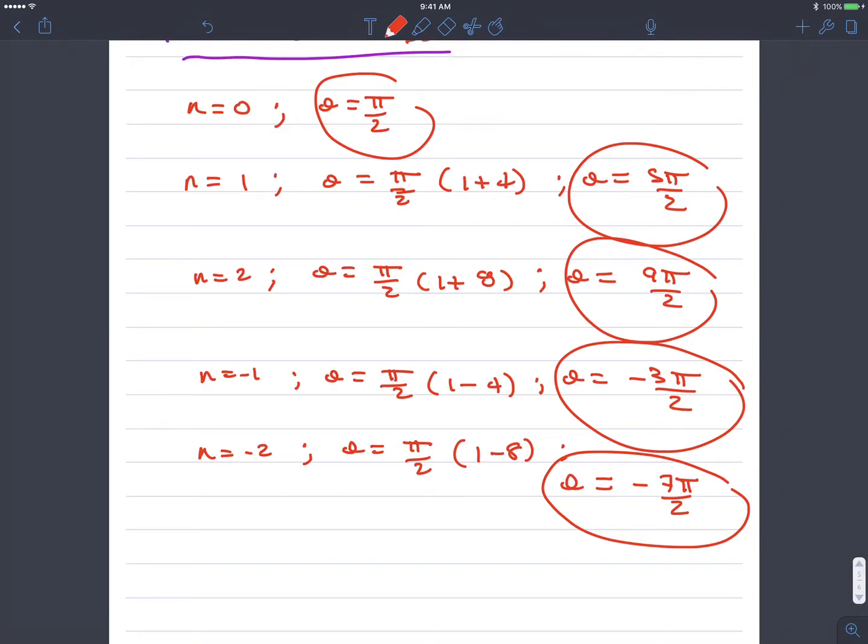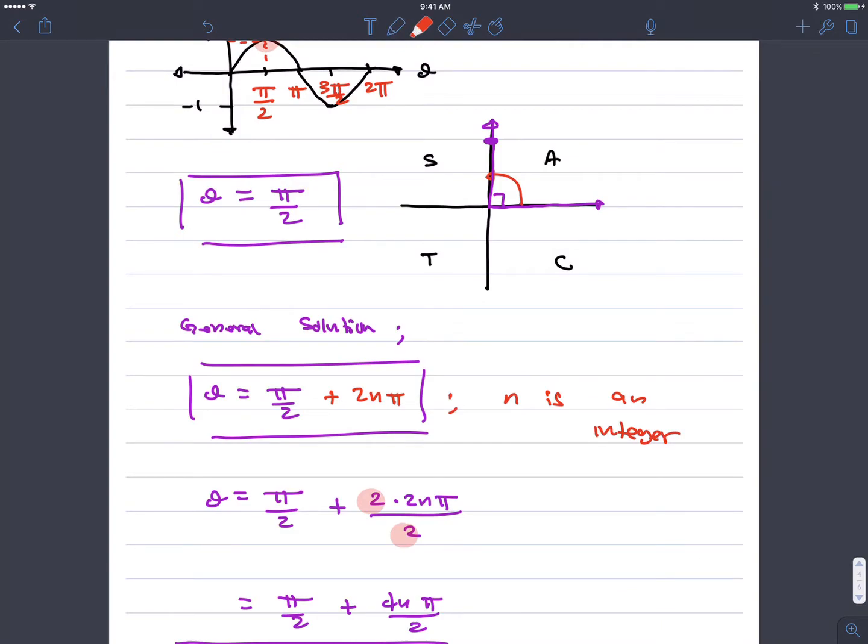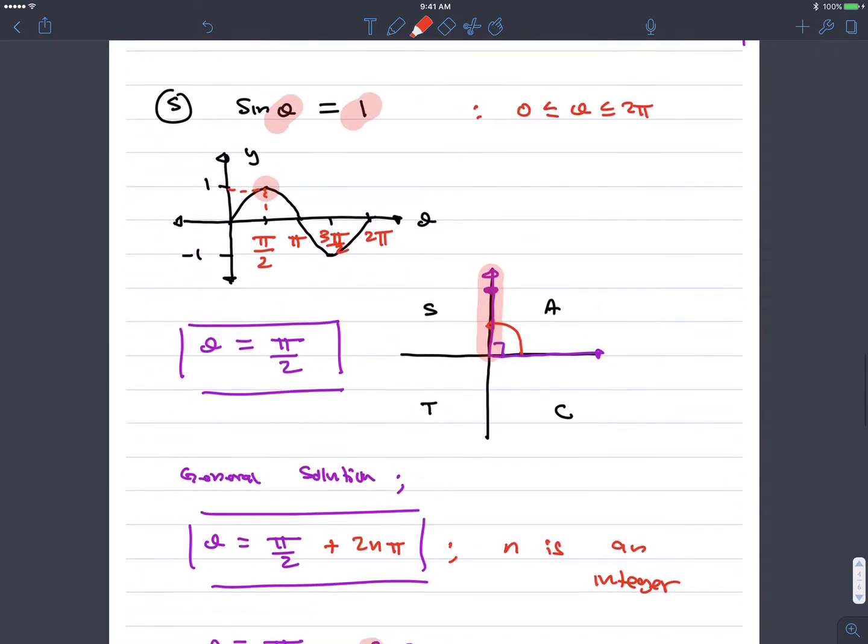Now, all these angles are coterminal. They're coterminal to this angle right here, 90 degrees. And they share the same terminal point, and that's what it means to be coterminal. So we're getting every coterminal solution. So it's going to depend on what they ask you.